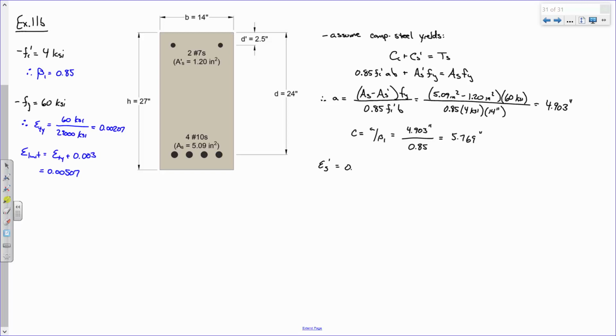And so that's 0.003. This is C minus D prime over C, right? I think that's the formula we used last time, right? So 0.003, and then, so 5.769 minus 2.5 inches over 5.769.